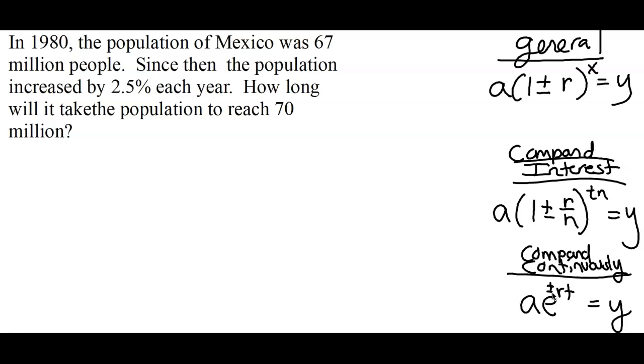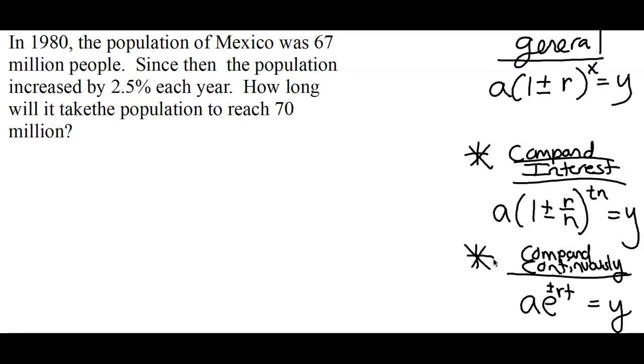Remember, r is positive if it's increasing. R is negative if it's decreasing. So those are our 3 formulas. How do you know when to use each formula? Well, if the problem's talking about money being compounded, then it's probably this one. But if you see the word continuous in there or continuously, it's the bottom one. If you don't see either one of those key words, then it's just a general exponential function.